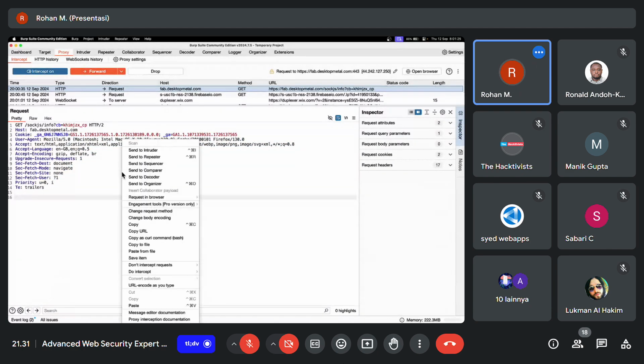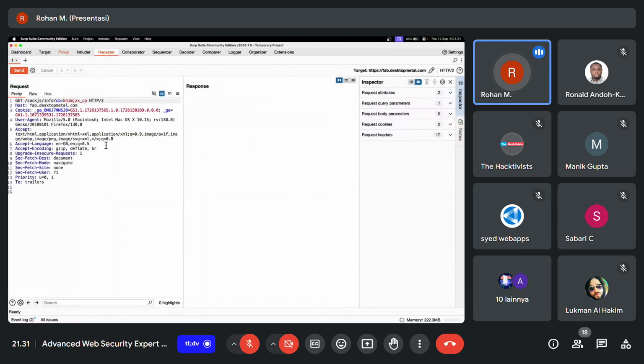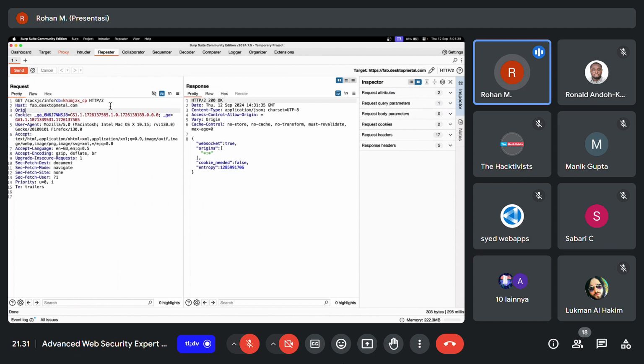Now what we'll do, I'll right click and then send it to Repeater. Repeater is the tab in Burp Suite where you will be able to see the request as well as the response for that request in the same frame. So here, in this request, I will be adding another HTTP header, that is Origin. And here, let's say I write bing.com and then I click on send.